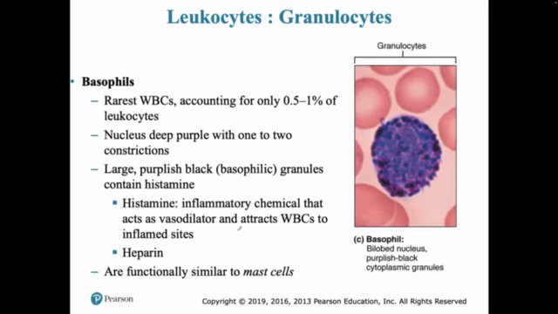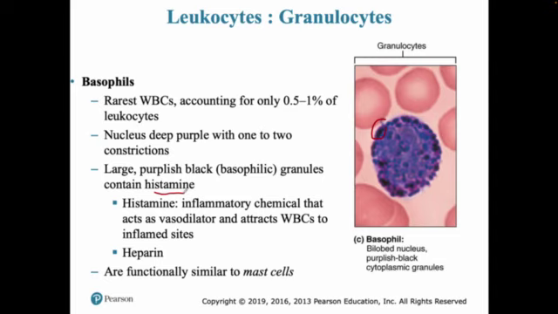Basophils are the rarest. Only half to 1% of WBCs are basophils. They are deep purple in color if you stain them, and large, and they have large purplish-black basophilic granules. These granules contain a chemical called histamine. What is this histamine?